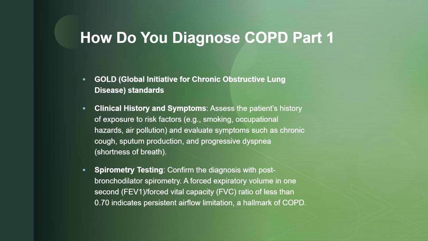They also look at environmental and occupational exposure. For example, they can inquire about long-term exposure to air pollutants such as chemical fumes, dust, or other occupational hazards. Finally, they look at family history. And family history is really important because you have to consider genetic predispositions such as alpha-1 antitrypsin deficiency, which can increase the likelihood of getting COPD.